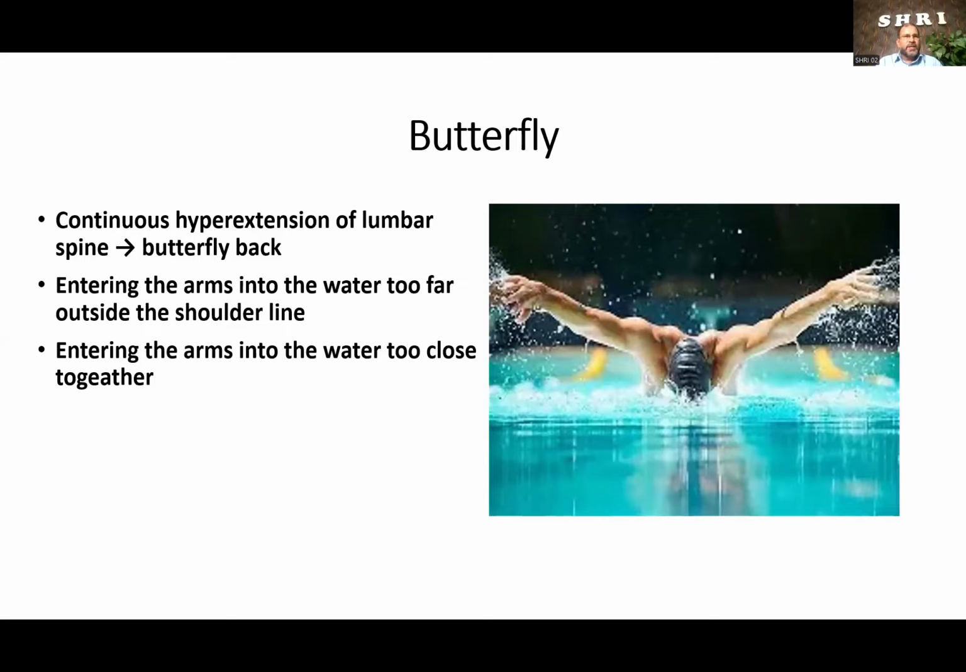There you can see entering the arms into the water too far outside the shoulder line. Normally when you do butterfly swimming, you have to enter the arm into the water at the level of the shoulder. If you try to go far, that will cause injuries, and if you try to go less, you can't perform well, right? So both are not good. You have to enter the upper limb at the level of the shoulder into the water. Entering the arms into the water too close is also not good. Too far, too close, both are not good.